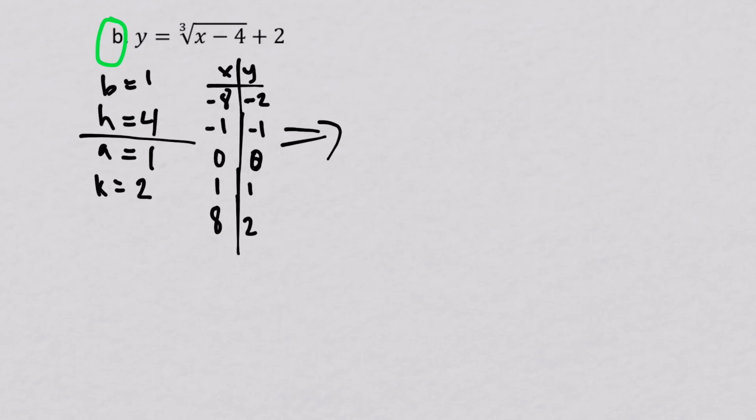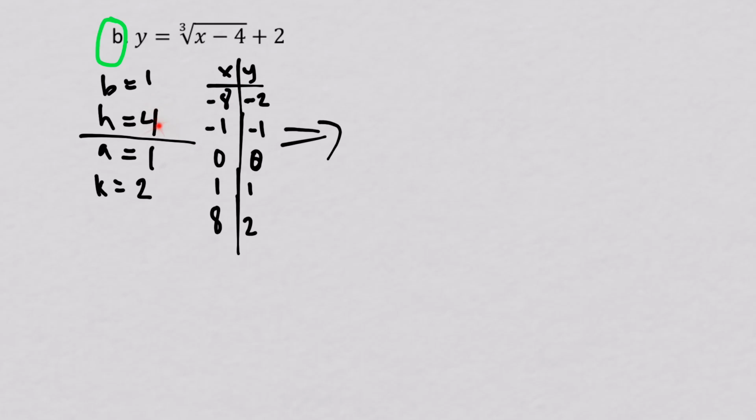Remember, the B and the H are things you do to the X value. The A and the K are things you do to the Y value. And they have the exact same effects. B is multiply, H is add or subtract. A is multiply, K is add or subtract. In this case, they're both positive, so they're both added. Now, since B is 1, you really don't even have to worry about it, right? Because when you multiply times 1, nothing changes. So we're only going to worry about H and K.